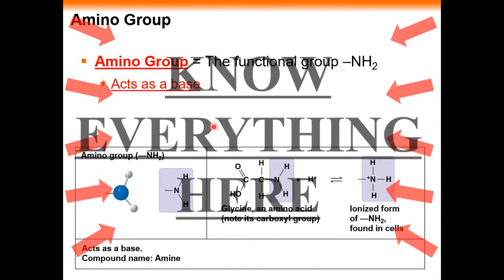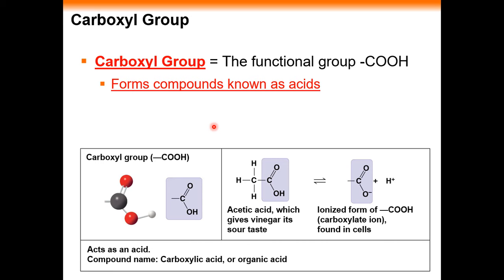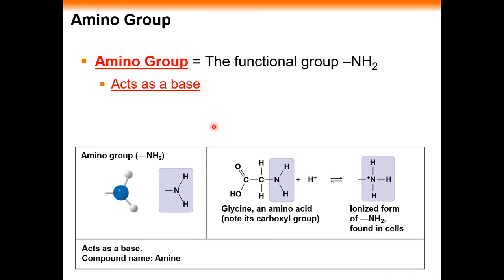What the heck is a hydroxyl group? It's an OH group that forms alcohol. What's a carboxyl group? C double bond O bond OH, or COOH, right? Those form acids. What's an amino group? Those form bases, and they look like NH2.